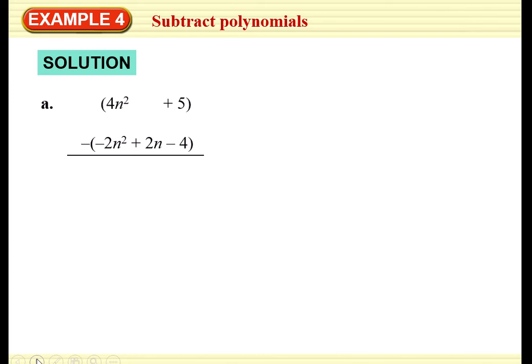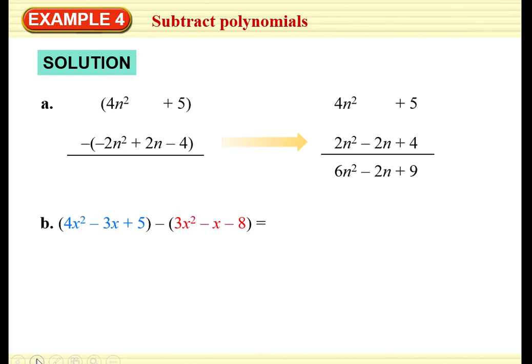We separate our terms and we're working vertically here. So when I subtract vertically, I need to make sure to be careful and distribute that negative sign to every single term. So it'd be minus negative 2n squared minus 2n minus negative 4. Alright, and when we do so, we distribute that negative sign and then we can add vertically to get 6n squared minus 2n plus 9.